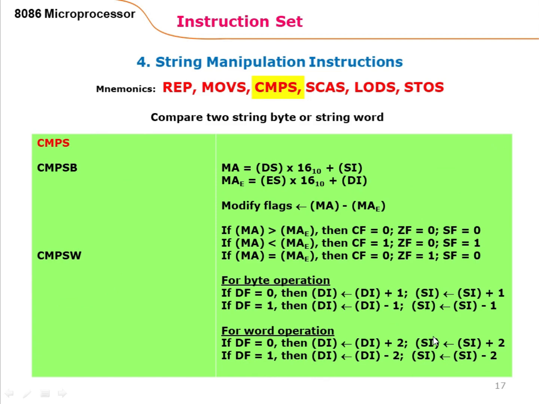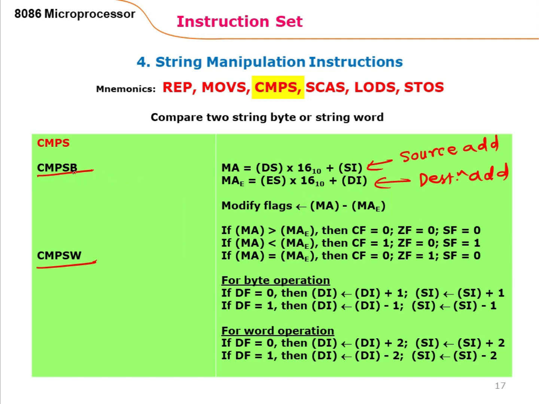Next is the compare string instruction, CMPS. Here we can compare the string byte or string word. Similarly, we have to calculate the source index, source address and destination address, as we have calculated before.